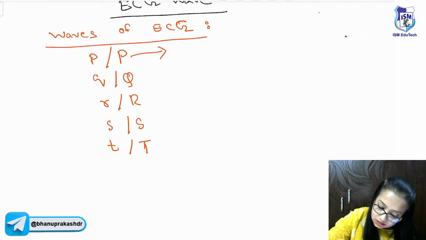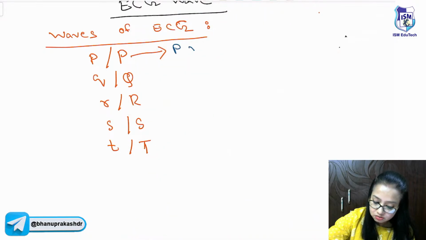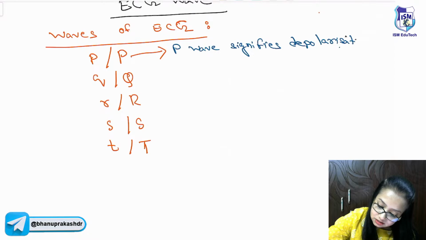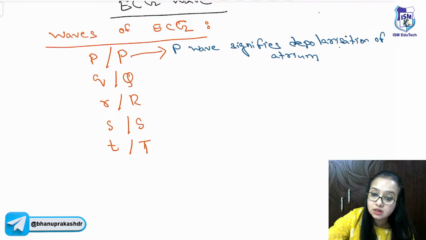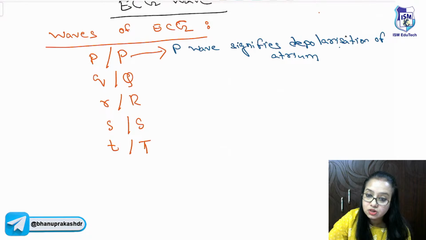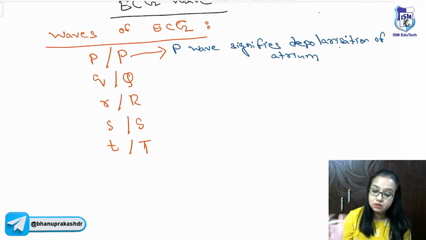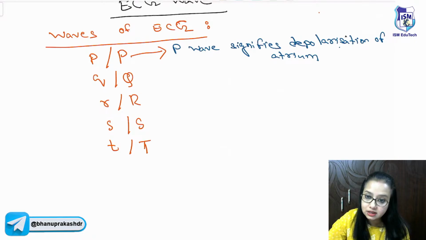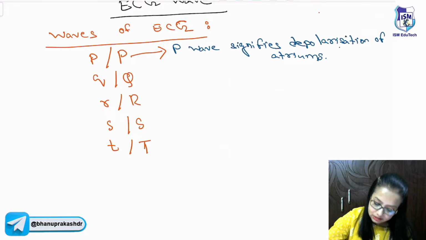So what is the meaning or implication of the P wave? P wave signifies depolarization of the atrium, right? The heart has two types of chambers, the atria and the ventricles, that you know. The atrium, the initial chamber, both are signified by the P wave. Depolarization of both the atria rather, let me write.